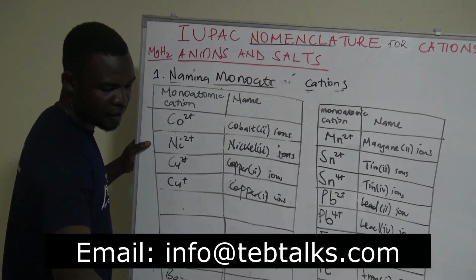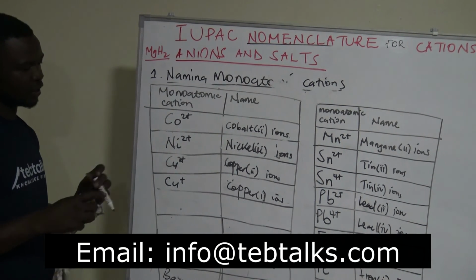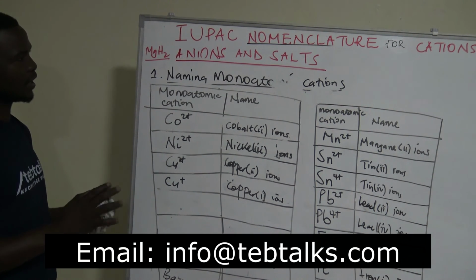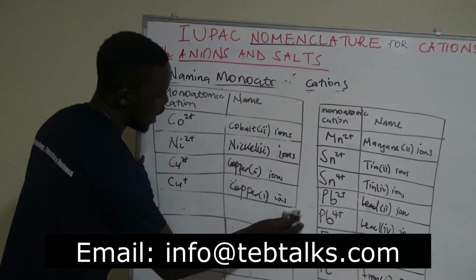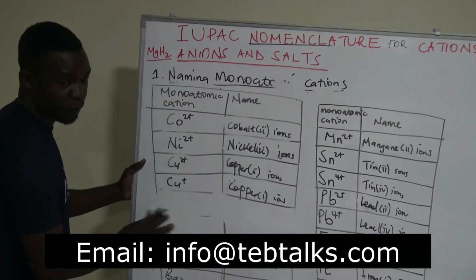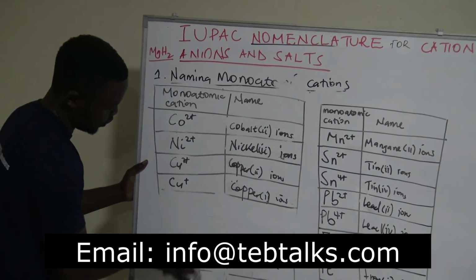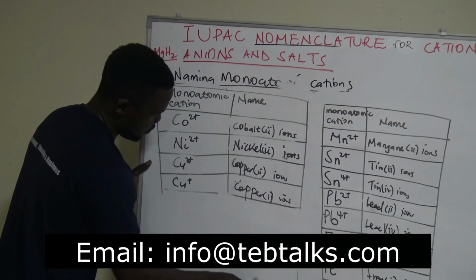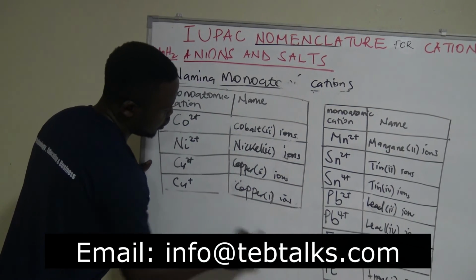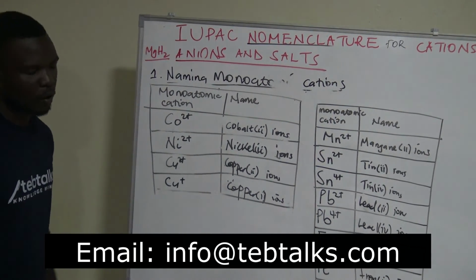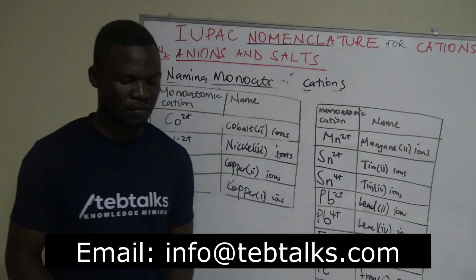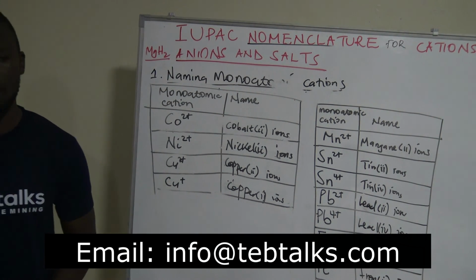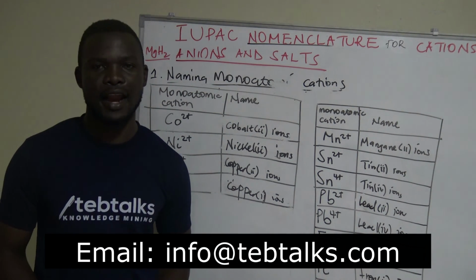So guys, these are the simple basic rules of naming inorganic cations, anions, and salts. As you will find out when you're studying organic chemistry, you will also find out the IUPAC rules of naming organic compounds. So let us meet in the next video when we look at naming of polyatomic ions and compounds. Have a nice time.